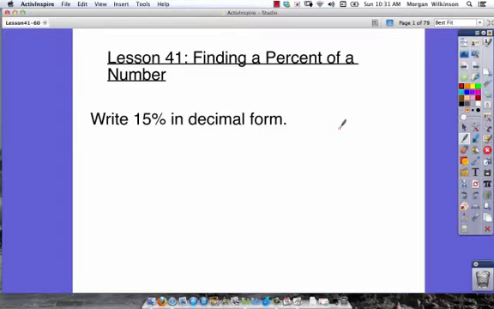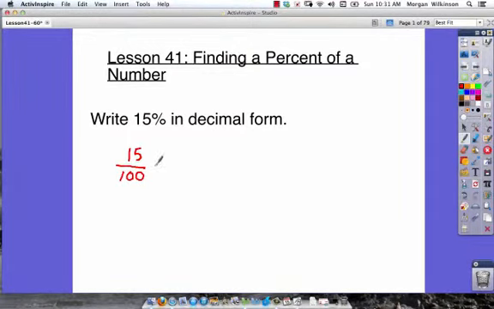Lesson 41 is about finding a percent of a number. The first question we have is to write 15% in decimal form. If we want to write 15% in decimal form, we have to know that percent means out of 100. So we can write 15% as 15 out of 100, or 15 hundredths.